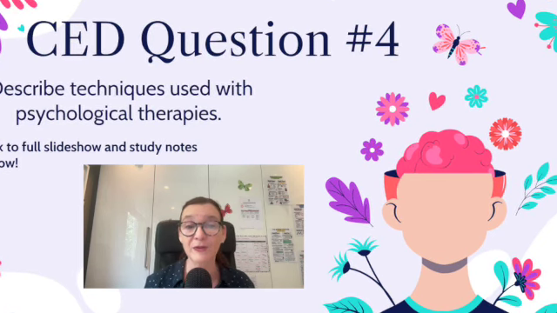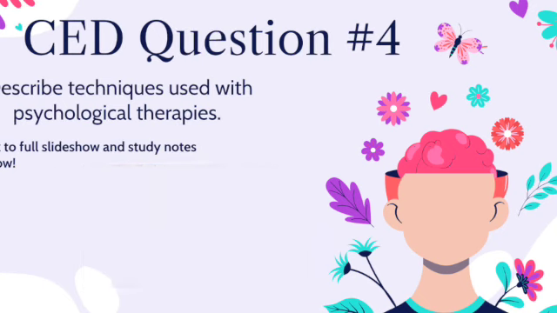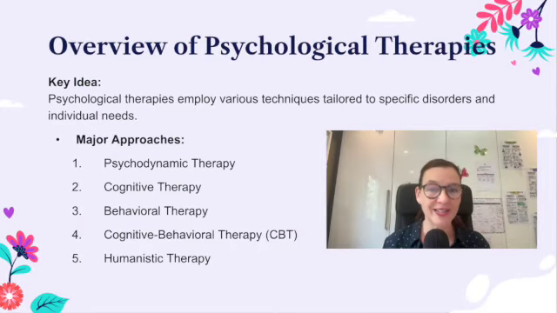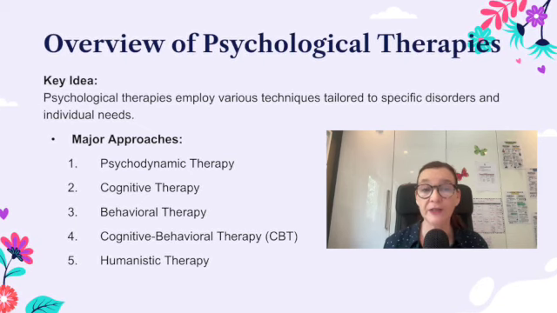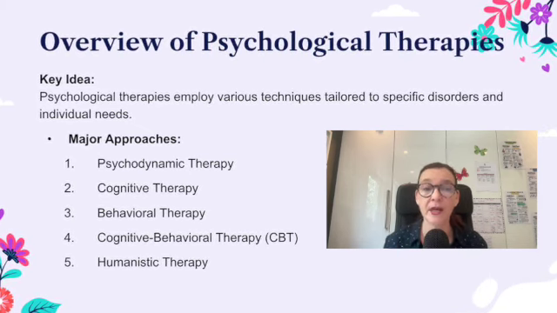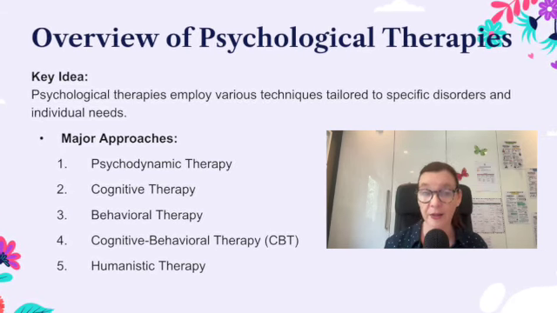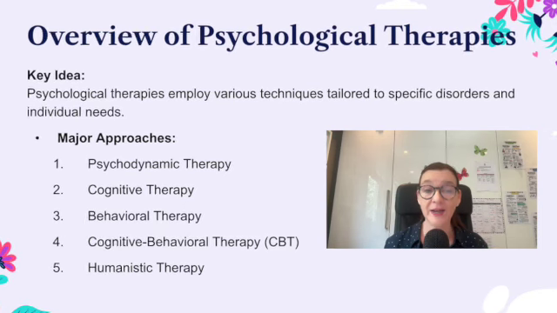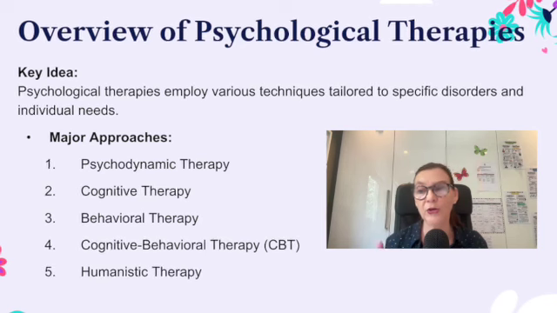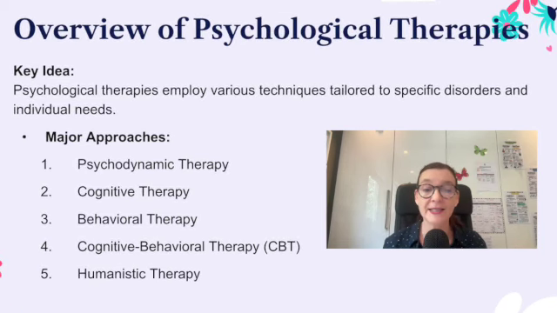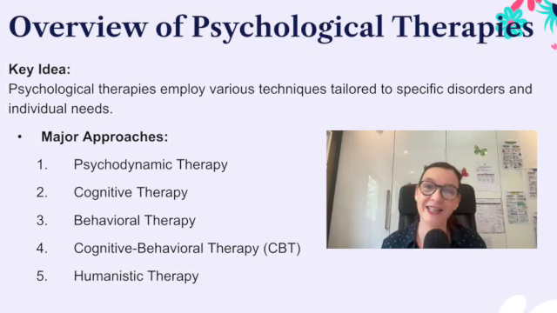So CED question number 4: describe techniques used with psychological therapies. Let's just start with an overview of what we're going to talk about in the video. Psychological therapies employ various techniques tailored to specific disorders and individual needs. The major approaches we're going to look at today are 1, psychodynamic therapy, 2, cognitive therapy, 3, behavioral therapy, 4, cognitive behavioral therapy, also known as CBT, and lastly, humanistic therapy. Let's break all those down with all the essential knowledge you're going to need to know on the test.